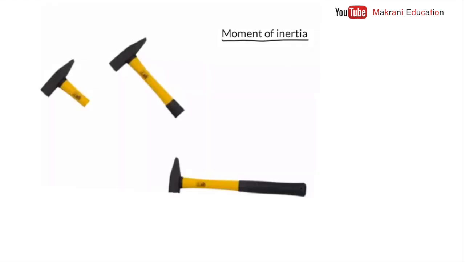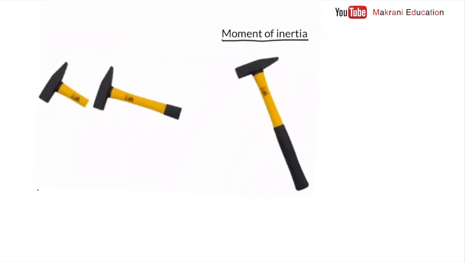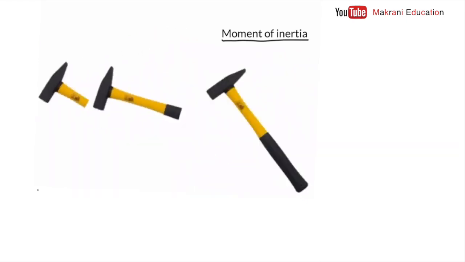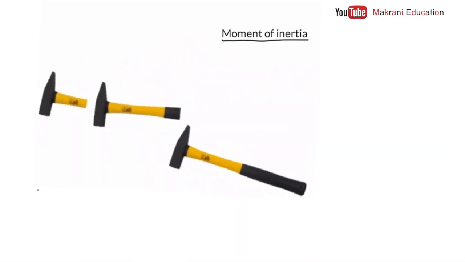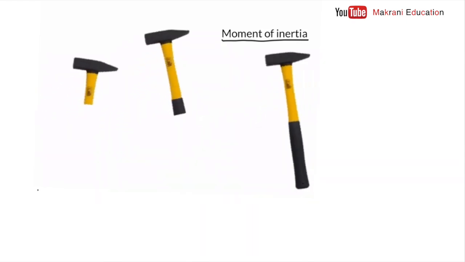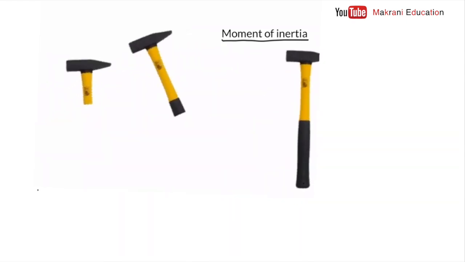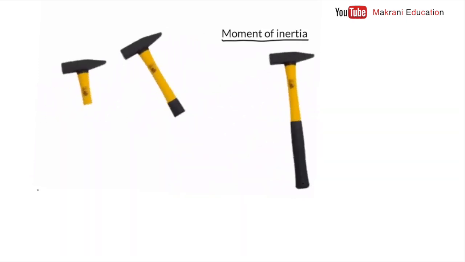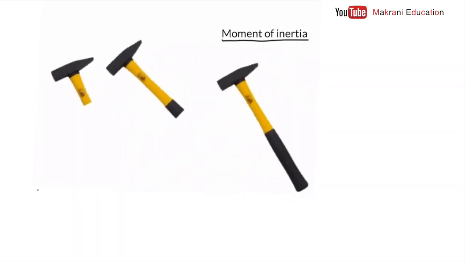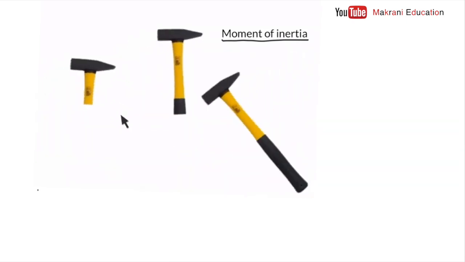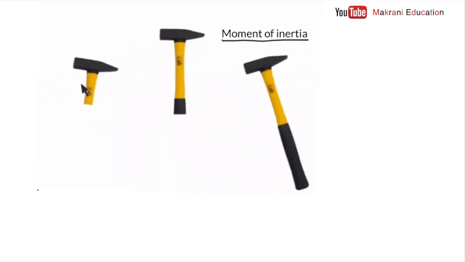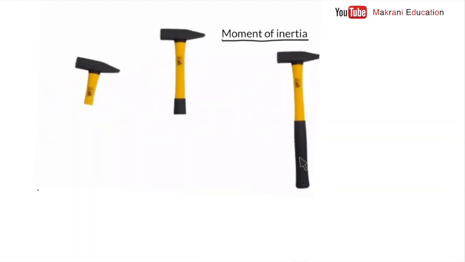So consider this example of 3 hammers. You notice 3 hammers have different lengths of their handles, and if they perform a rotational motion, then you can see that a hammer with a longer handle would be difficult to stop, or we need to apply more energy to stop a hammer with a longer handle, or we can say impact of this hammer will be more, and impact of this hammer will be less because its handle is comparatively smaller compared to this longer handle.